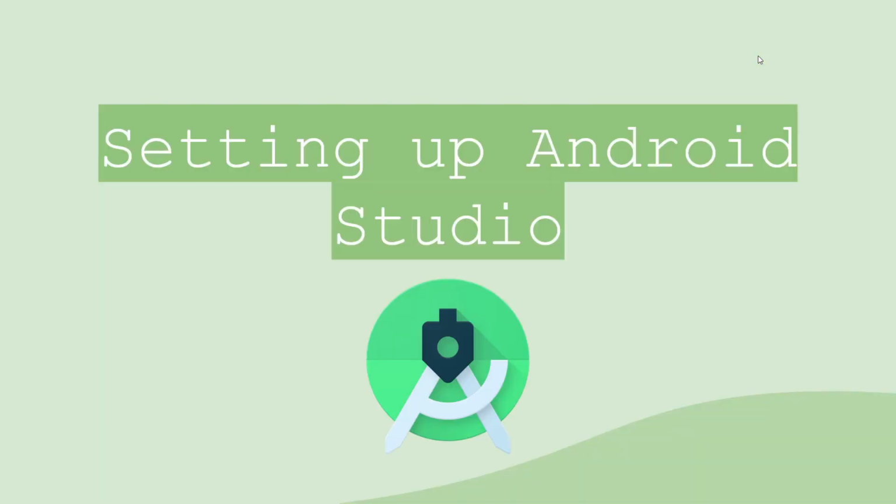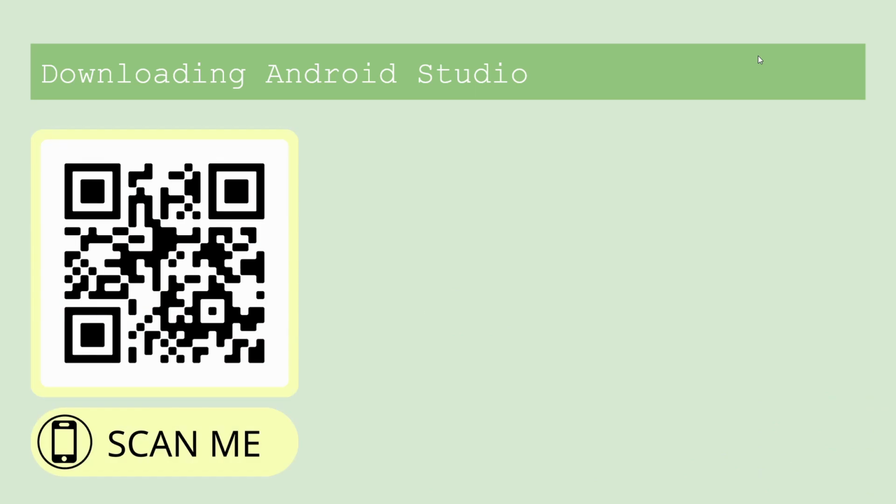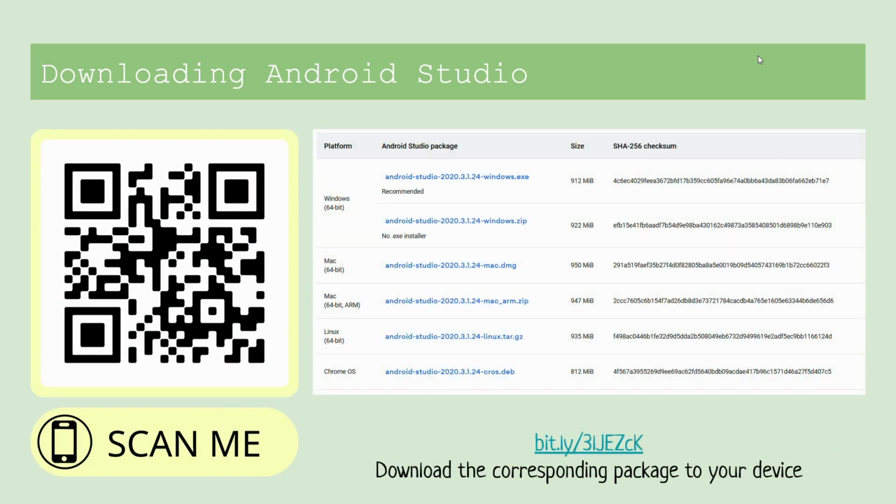Setting up Android Studio. To program Android applications, we will need to install and set up Android Studio. Scan this QR code or type that link into your browser, and it'll take you to a page that looks like the screenshot that I have here. Make sure that you download the corresponding package for your device. So if you have Windows, download the recommended Windows version, and if you have a Mac, download that version, and so on.